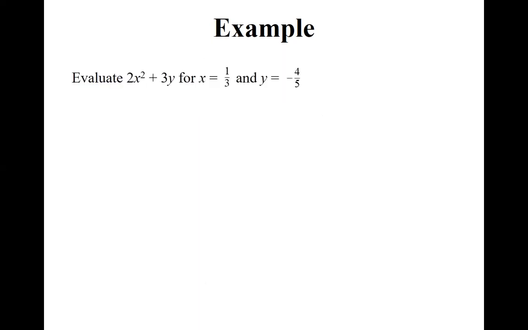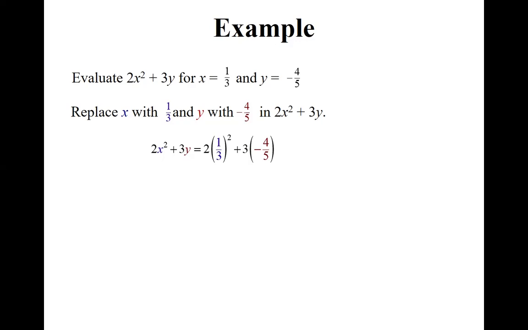Let's evaluate 2x squared plus 3y for x equals 1/3 and y equals -4/5. Plug it in, plug it in. Replacing our x with 1/3 and replacing our y with -4/5, we get that 2x squared is 2 times 1/3 squared. And we get that 3 times y is 3 times -4/5.